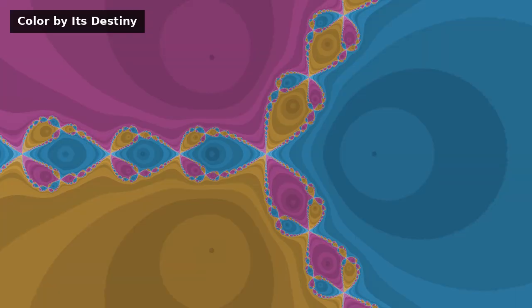Now here is the trick that paints the picture. Every starting point eventually lands on one of the three answers. So we color each point by the answer it reaches. And all those colored points together make the image? Three answers, three colors, a map of destinies. This whole picture is just that map, computed point by point.